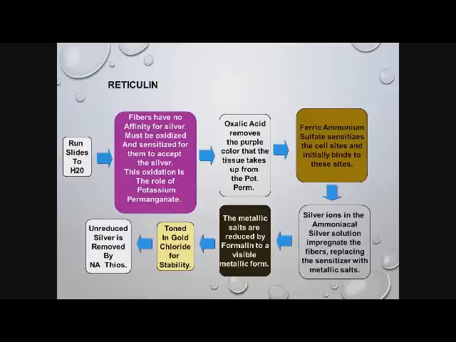And the most important step is the ferric ammonium sulfate sensitizes the cell sites and binds to these sites. Then the silver ions in the ammoniacal silver solution impregnate the fibers, replacing the sensitizer with metallic salts. Now, if we left it at this stage, you would never be able to see the reticulin fibers. That's why you put it into a fairly strong, about 20% formalin, which reduces the silver to a visible metallic form. It's toned in gold chloride for stability, and then we use sodium thiosulfate to remove the unreduced silver.